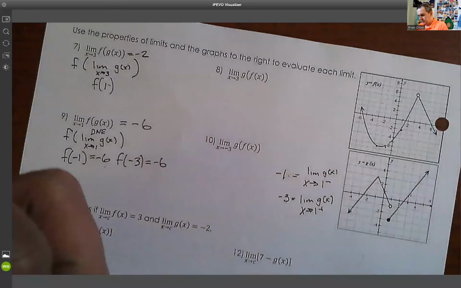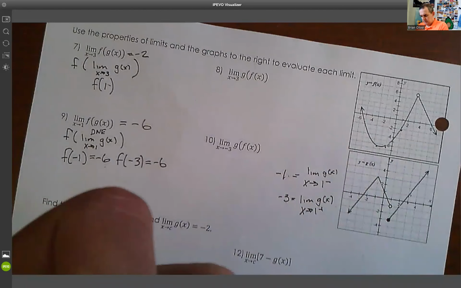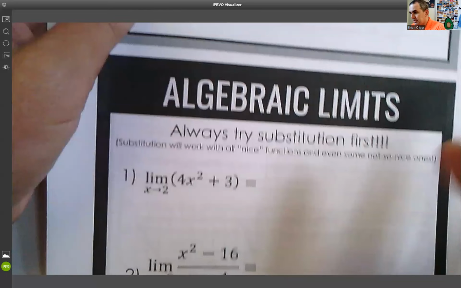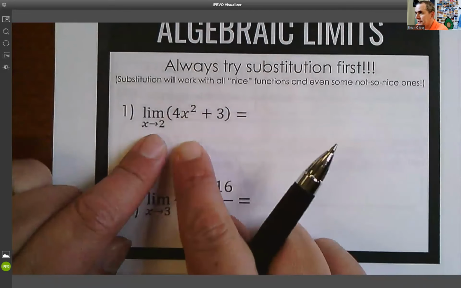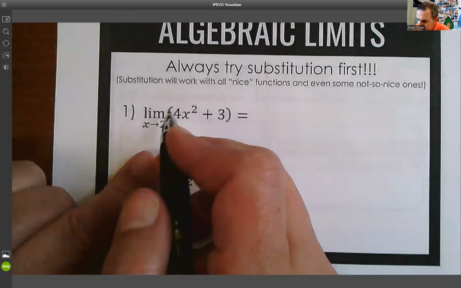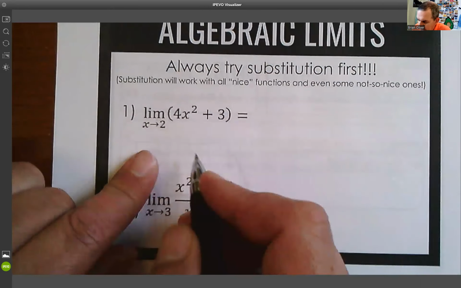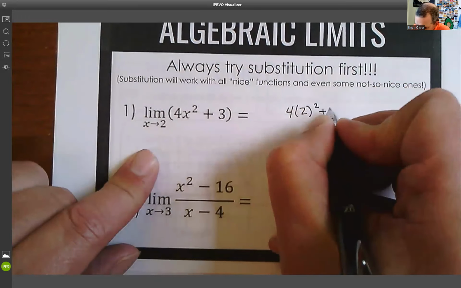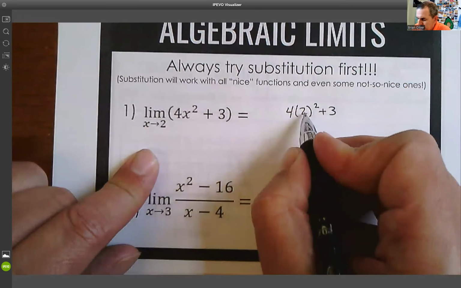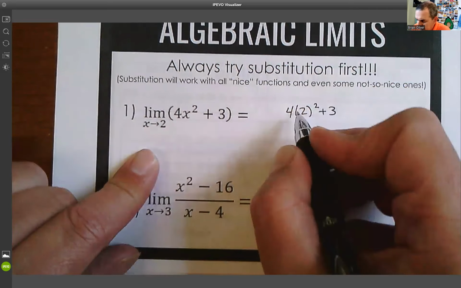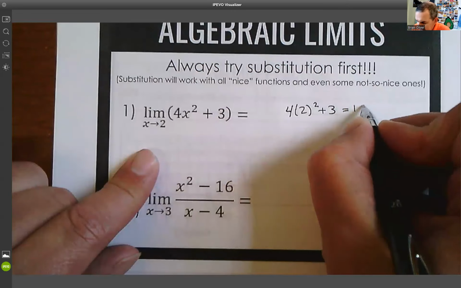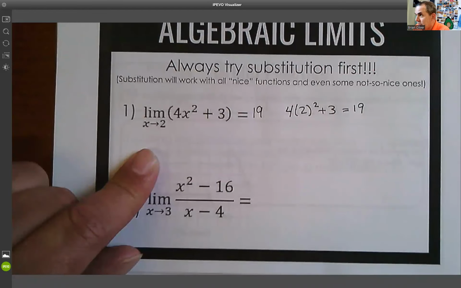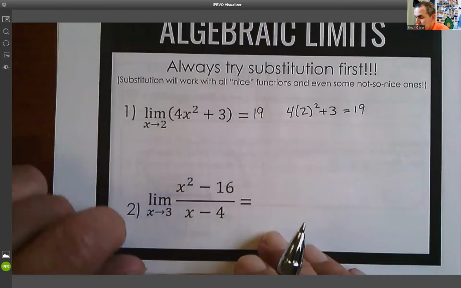Oh, sorry, my apologies. This one is the first one. Always try substitution first. What I mean is plug that 2 in for x. So I'm going to do 4 times 2 squared plus 3. 4 times 2 squared is 4 times 4, which is 16. 16 plus 3 is 19. That limit's 19. So if I have nice functions, I can plug in.